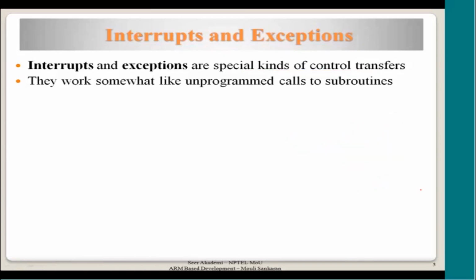Now these interrupts and exceptions are some special kind of control transfer. That means it takes away the PC from what it is currently doing to some other place. Where do they take the control? They take the control to some other subroutines which are called ISRs, interrupt service routines. ISR is the short form. This is different from the normal subroutines that you write in your code, which you access using the branch and link label, right? This label is a subroutine.